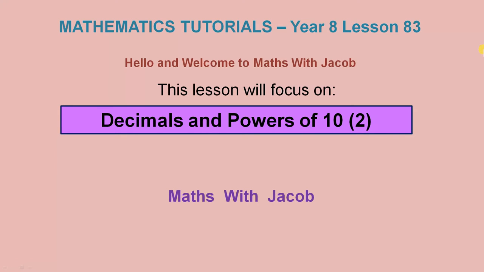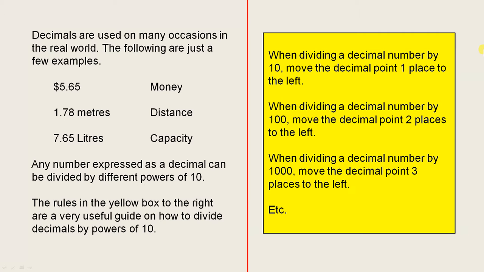This lesson will focus on decimals and powers of 10, part 2. Decimals are used on many occasions in the real world. The following are just a few examples. $5.65, that's an example of money. 1.78 metres, that's an example of distance or length. And 7.65 litres is an example of capacity.